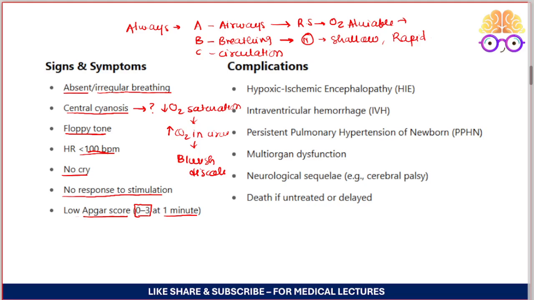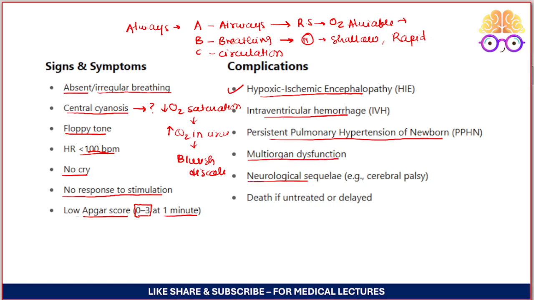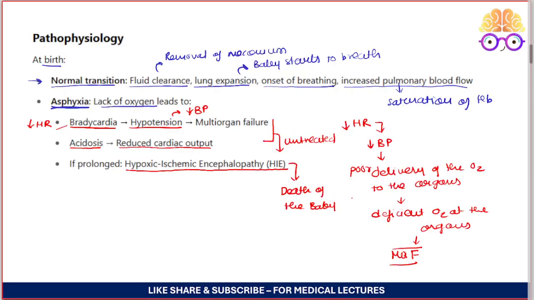So if the patient is untreated, what are the complications that can be seen? First and foremost, hypoxic ischemic encephalopathy. Then intraventricular hemorrhage. Then persistent pulmonary hypertension of the newborn. Then multiple organ dysfunction. Then neurological sequelae like cerebral palsy, and death if untreated or delayed. Okay, so these are the complications. Just for namesake you need to remember, or you can directly correlate with the pathophysiology what the outcomes and complications can be.